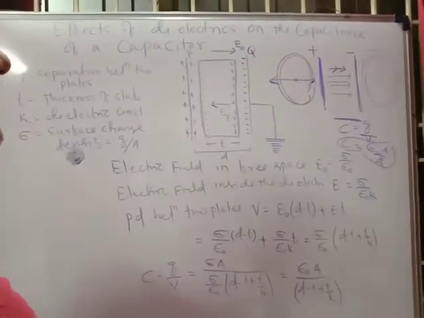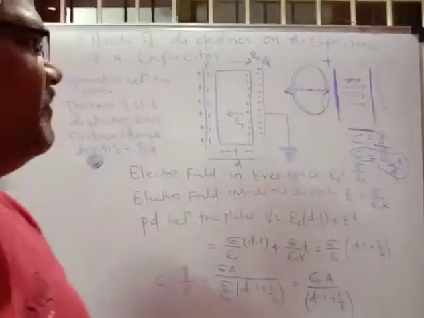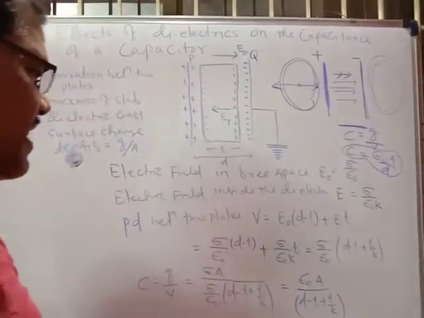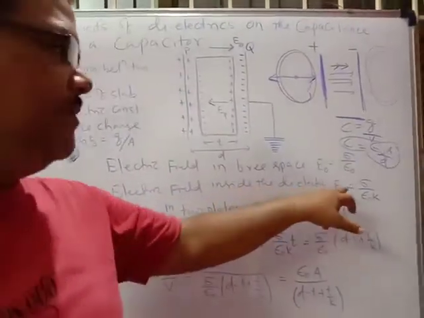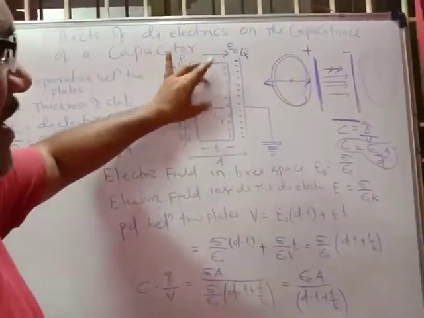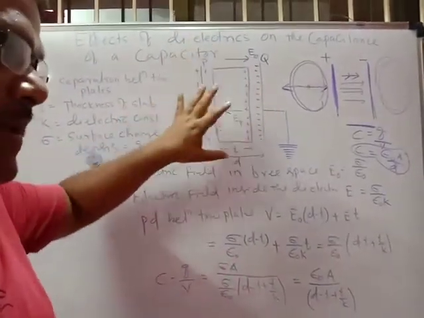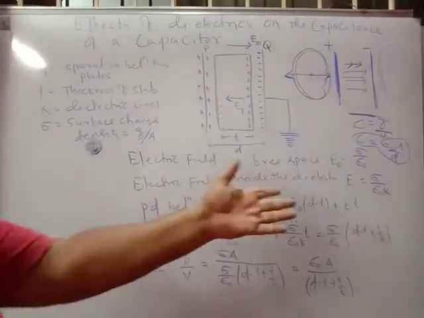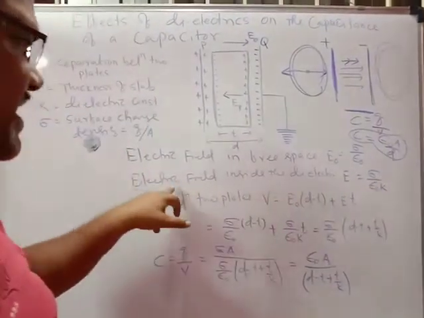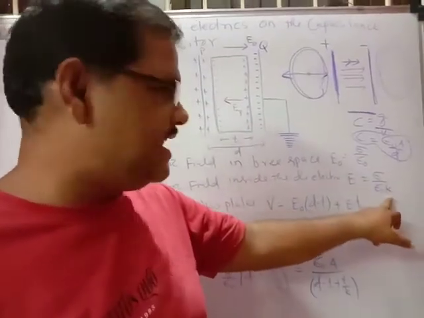So what is the electric field in free space? You know it, E naught equal to sigma upon epsilon naught. And the electric field inside the dielectric will be E equal to sigma upon epsilon naught K. So the net electric field inside the dielectric will be reduced by K times. The electric field inside the dielectric slab is equal to sigma upon epsilon naught K.